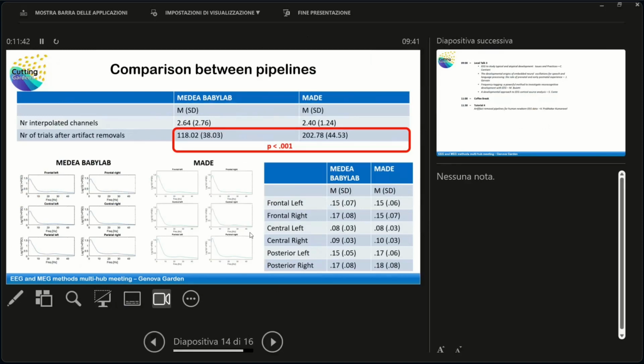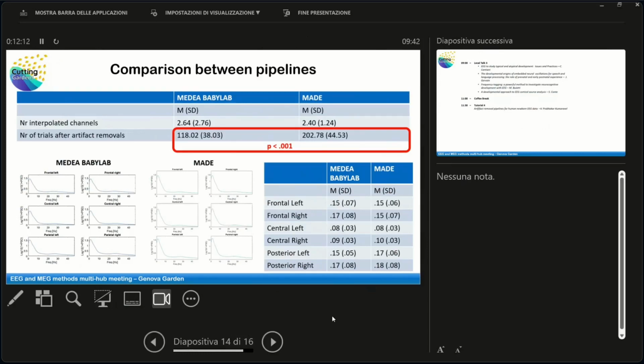That was baseline EEG, so it's not ERP. But still, the signal was identical, even if with the MADE pipeline we retained double the trials. The results were identical, and even the correlation. That paper was all about the correlation between gamma power in resting baseline EEG and language later on in development, and the correlation remained completely the same, and that was great. So I was relieved about that.